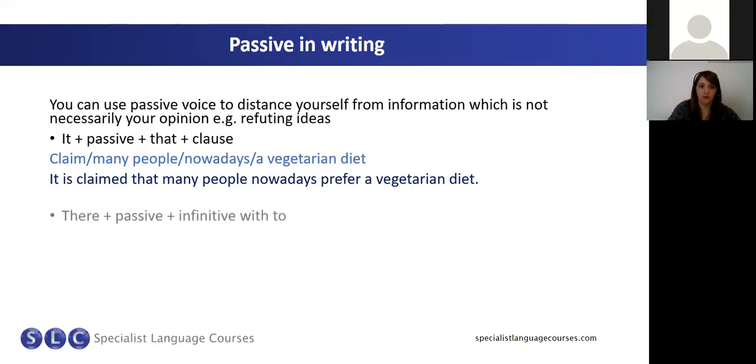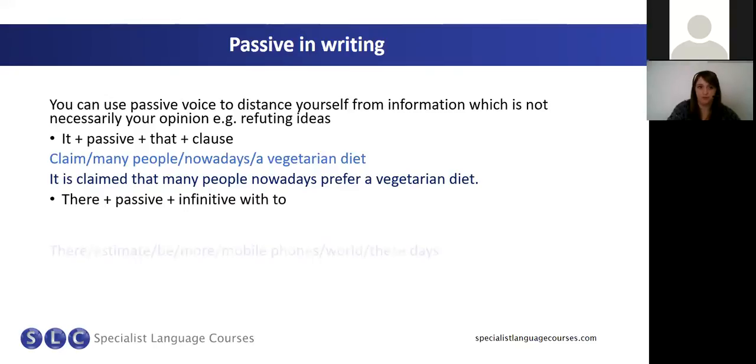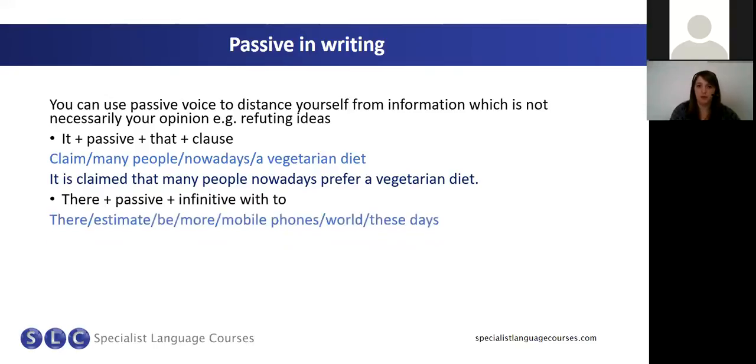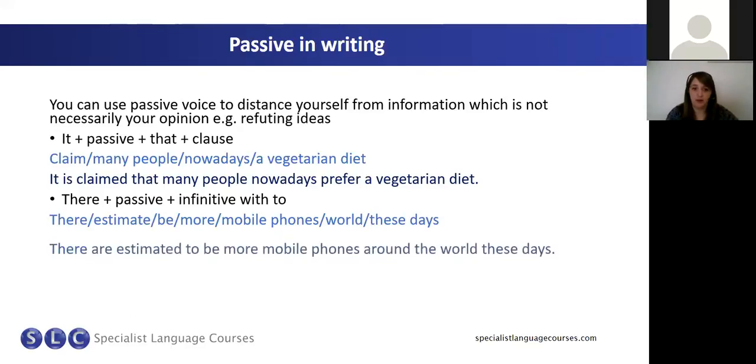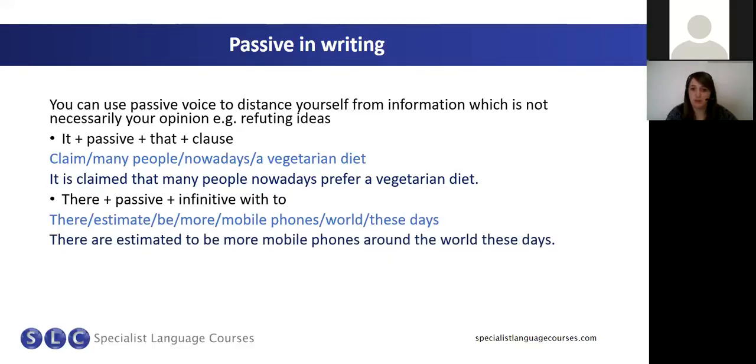Another structure we can use is there with a passive and infinitive with to. So the verb we're using here is estimate. We've got two verbs here, estimate and be. Okay, so we can make this into a sentence. There are estimated to be more mobile phones around the world these days. So we're distancing ourselves from the opinion and we're giving an estimate.